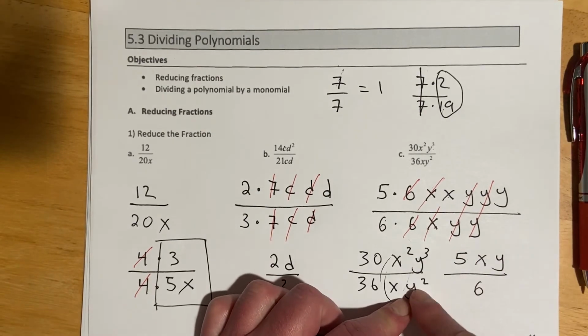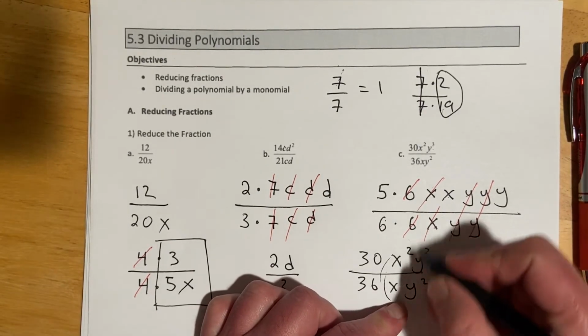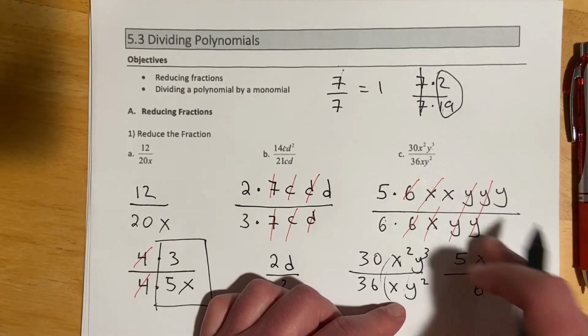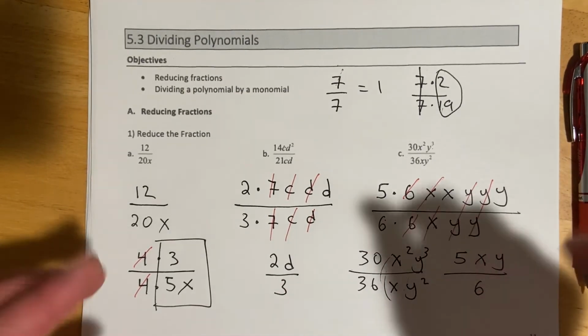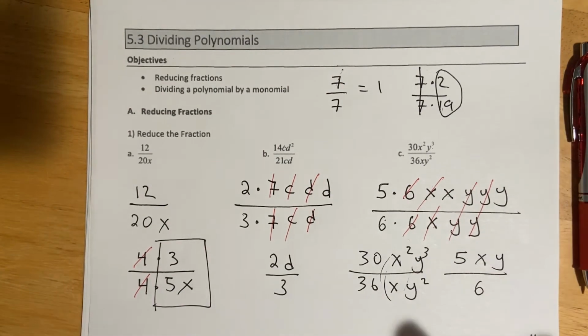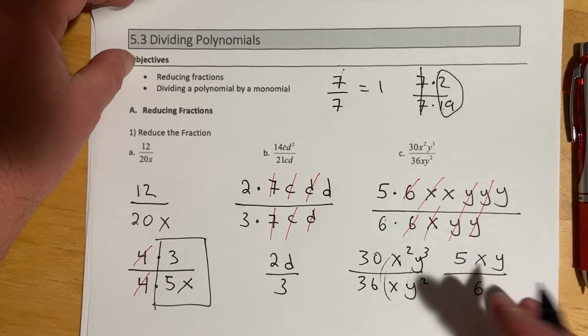Y cubed over y squared, I'm thinking I got 3 up, I got 2 down, so cancel. That would leave me that 1. So this isn't something I necessarily think you should show, but it's just hopefully a visual to help you see where things are disappearing or how they're disappearing.